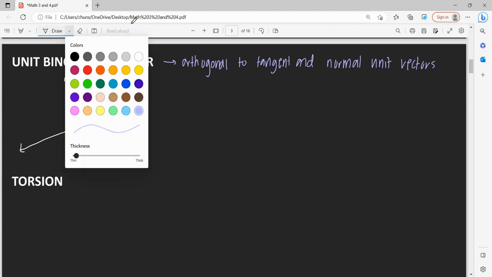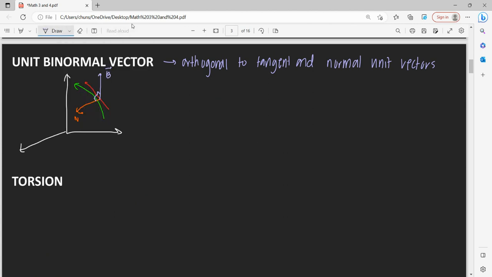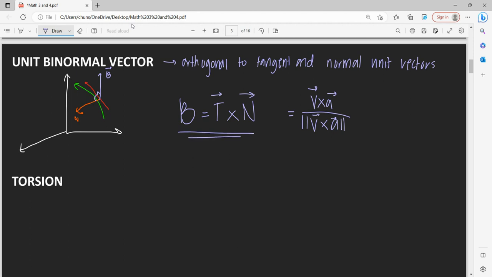Okay, going back to the binormal vector, the equation that we use to define it is b equals t cross n, which is also equal to v cross a over the magnitude of v cross a. If you know a thing or two about cross products and vector operations, you know that when you take the cross product of two vectors, it produces another one that's perpendicular to both.